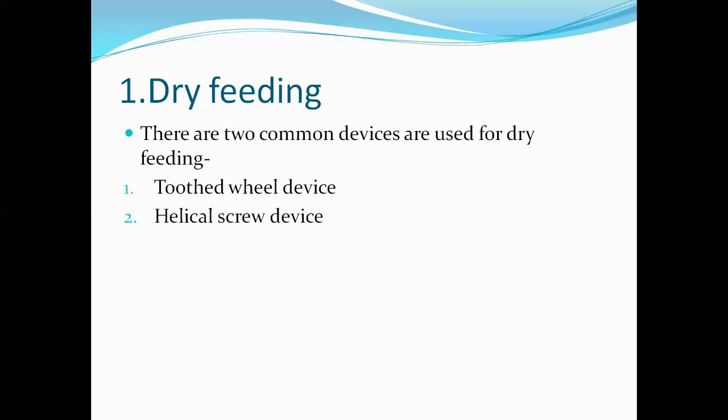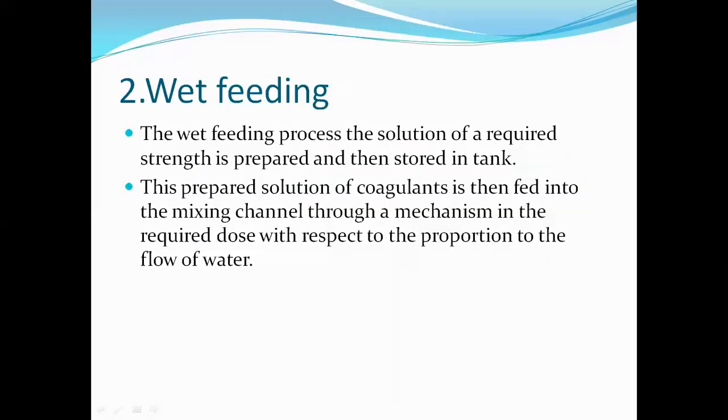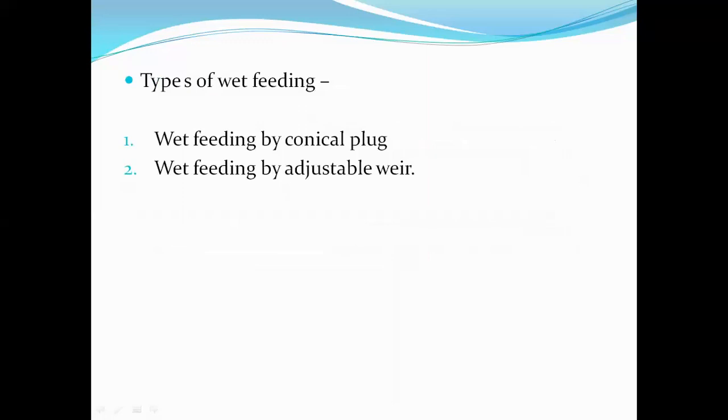Then the dry feeding takes place by two types. In that, first is by toothed wheel and second is by helical screw. Then we had discussed the wet feeding. The wet feeding has two types. First is wet feeding by conical plug and second is wet feeding by adjustable weir.